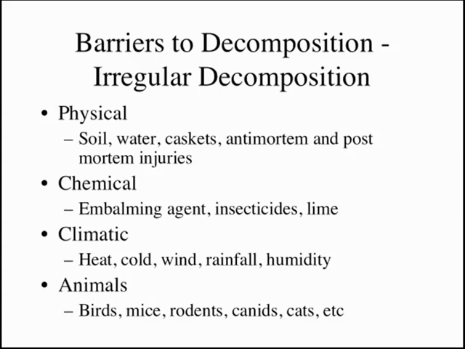Climatic barriers such as heat, cold, wind, rainfall, and humidity can all alter the rate or cause an irregular decomposition. And also there's predation through animals, birds, mice, rodents, dogs, cats, etc. They can all increase the rate of decomposition by coming in and taking a body part and moving it somewhere else. But as you look at this list, looking at the soil, heat, chemistry, embalming agent maybe, or natron, you look at these factors, and what we see are the ways in which mummies are made. Those that have been made intentionally and those that have been made accidentally.